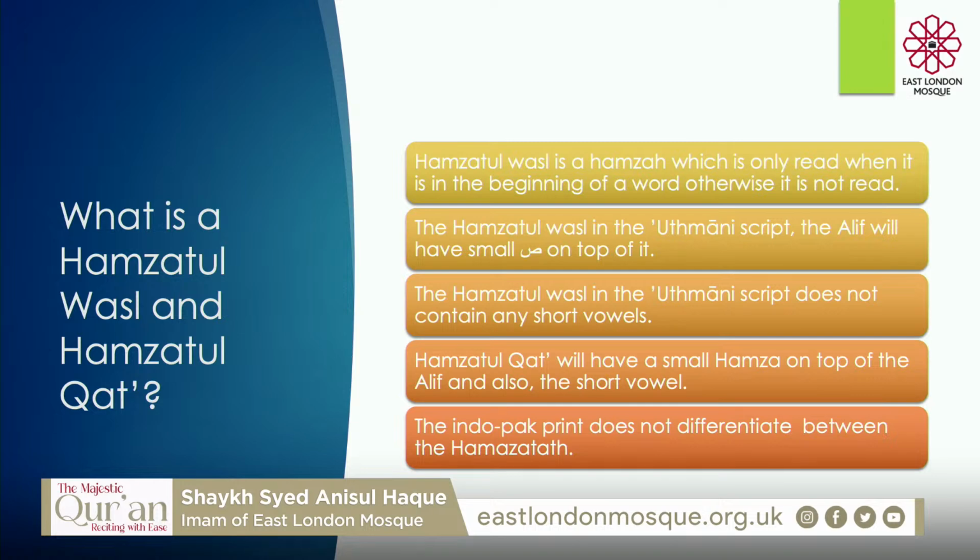If the third letter is a dhamma, then the first letter will be dhamma. So for example, urkud. You don't say arkud or irkud, you will say urkud. Why? The third letter has a dhamma on it, so the first letter will have a dhamma on it. So this is a summary of Hamzatul Wasl and Qat'a. Remember, there's more rules.